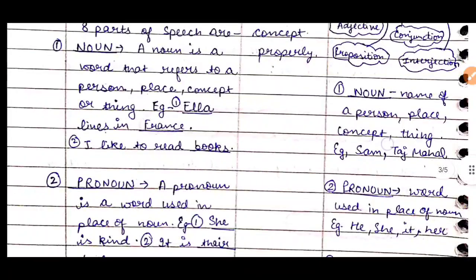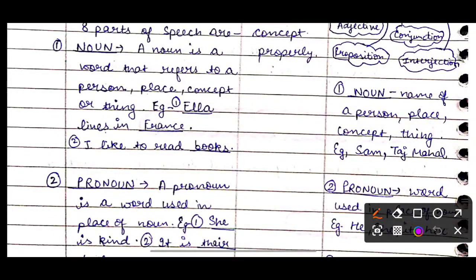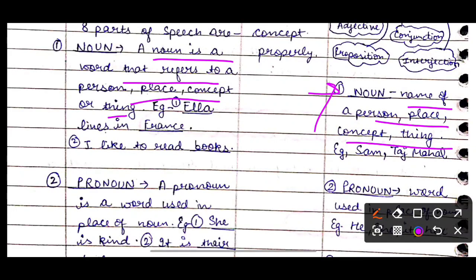Okay, now we'll tell them the first part of speech, that is noun. Now a noun is a word that refers to a person, place, concept or thing, and we'll give them examples. We'll write the definition in short over here on the blackboard. Noun, what is noun? Name of a person, place, concept or thing, and we'll give them examples over here also, and we'll tell them verbally also, like Sam, Taj Mahal, these are all nouns. You can also go in depth if you are teaching higher classes. You can tell them the different kinds of nouns that are there, and the different kinds of pronouns and everything. For every part of speech you can go in detail if you are teaching a higher standard.